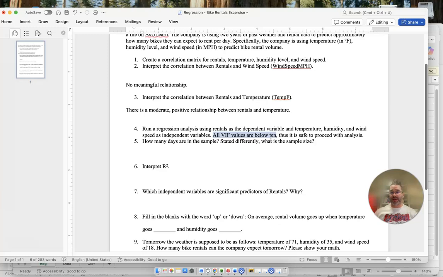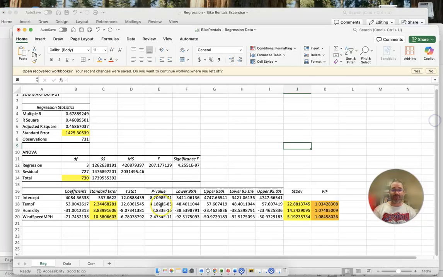Okay, so finally we're done with number 4. Let's move on to number 5. How many days are in the sample? Oh, thank goodness, an easy one. So stated differently, what's the sample size? We already talked about this. It's in our regression.